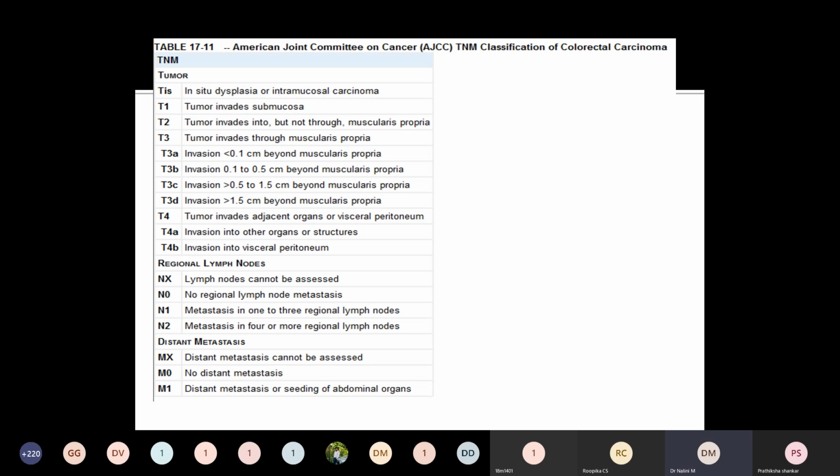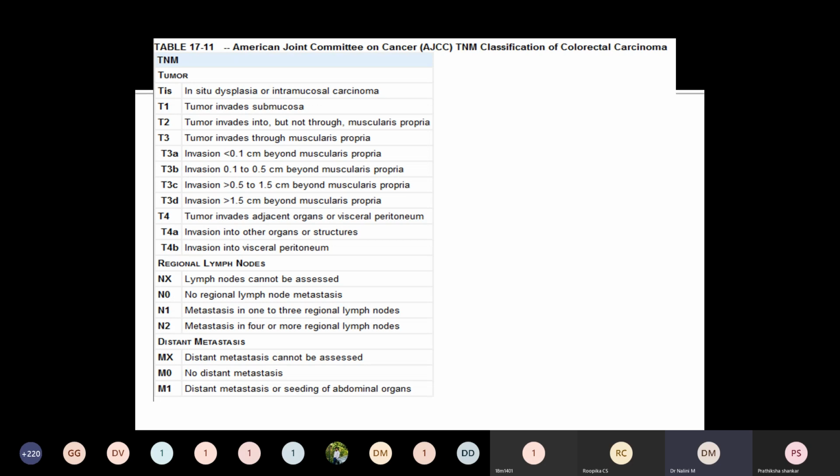And right now we follow the AJCC or the TNM classification for colorectal carcinoma. This is what we fill in our report forms, and also for the CAP protocol that we report in. So this is a much more elaborate system and a more objective one, and that is why it's used. Here it starts with Tis. Tis means carcinoma in situ.